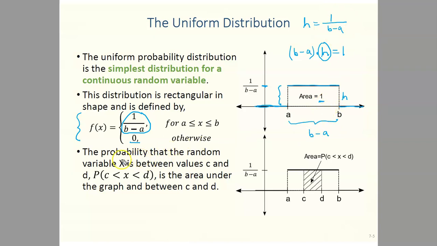Now once again, the probability that the random variable x is between two values c and d for a uniform probability distribution is then just going to be this area that we have shaded right in here. Okay, so it's just the area underneath the graph of your function from c to d, and in this case it's just going to be the area of this rectangle right here. Now let's take a look at a few properties of the uniform distribution.